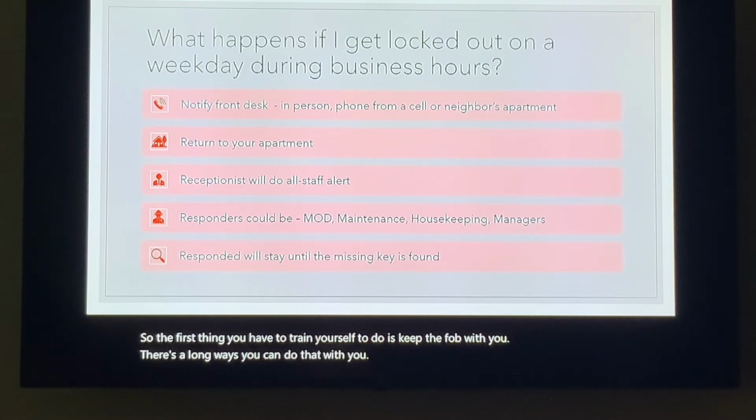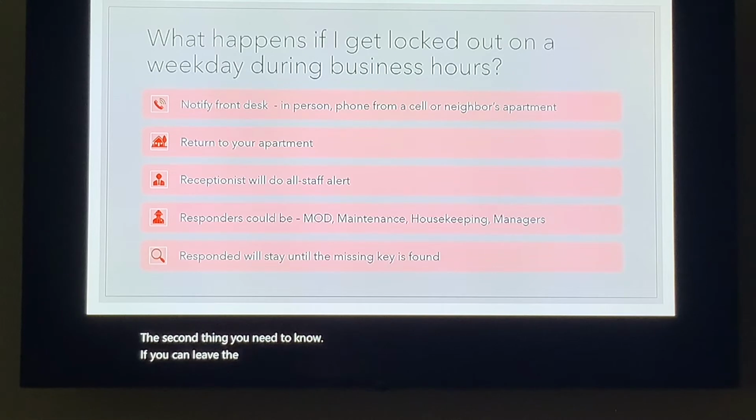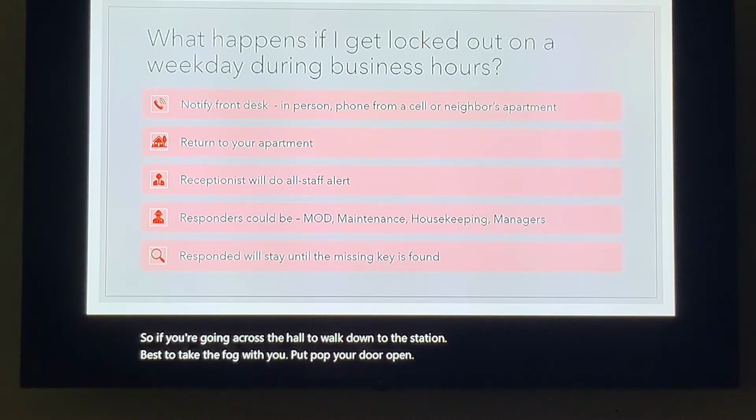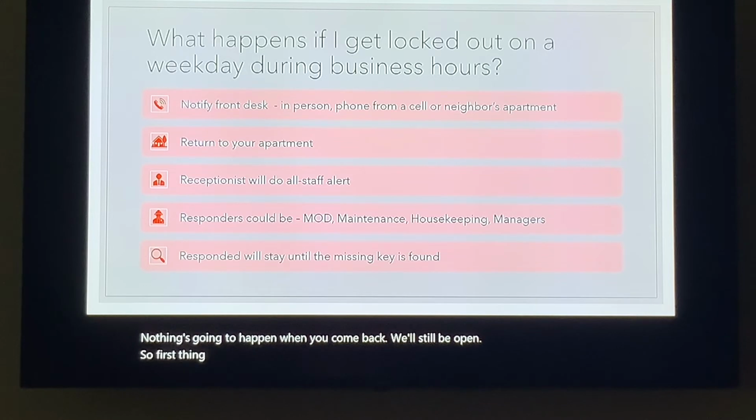The second thing you need to know is you can leave your door open. So if you're going to cross the hall, walk down to the station, prop your door open. Best to take the fob with you, but prop your door open. Nothing's going to happen. When you come back, it'll still be open. So first thing, remember, take the fob. Second thing is you can prop your door open.